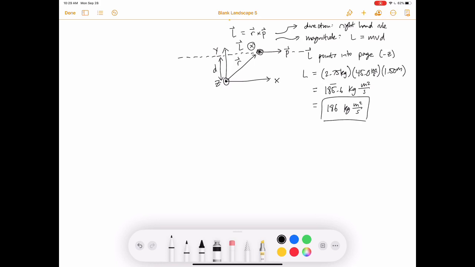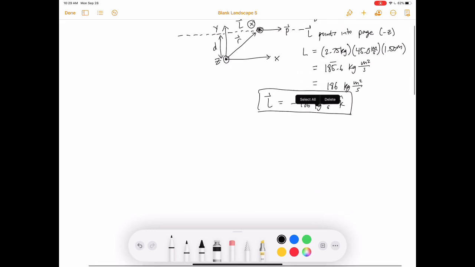Okay, actually that's just the magnitude. If we wanted to write this as a full-fledged vector, we'd write it as minus 186 kilograms times meters squared per second, k hat, to show, again, it's in the minus z direction. Okay, so that's actually the answer.